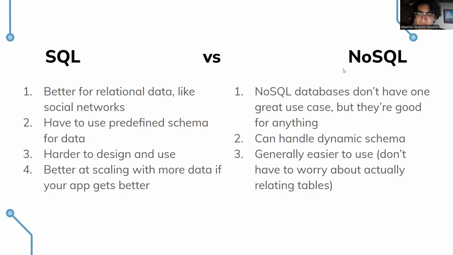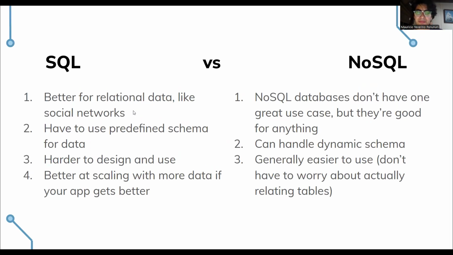Usually SQL is better for relational data like social networks. You have to use a predefined schema for your data because you're going to have tables with columns, and every row that you insert has to fit the schema. It can be a little bit harder to design and use, but it is better at scaling the more tables you add, and this can really help your app maintain control of the structure and flow of the data.